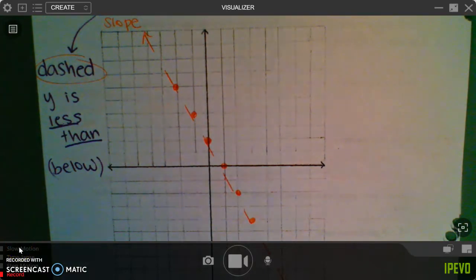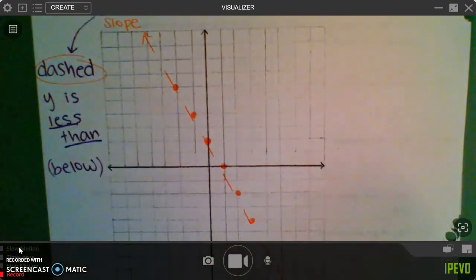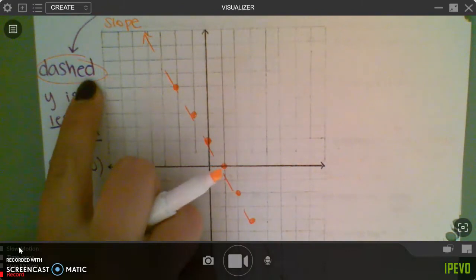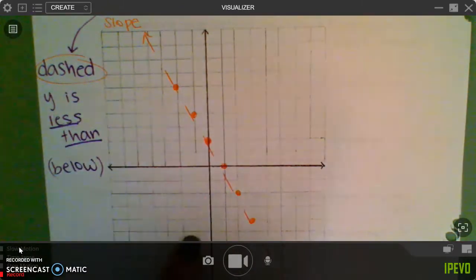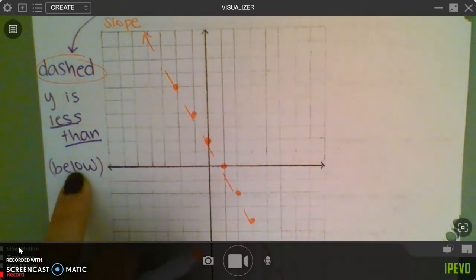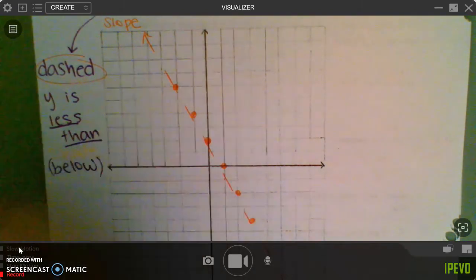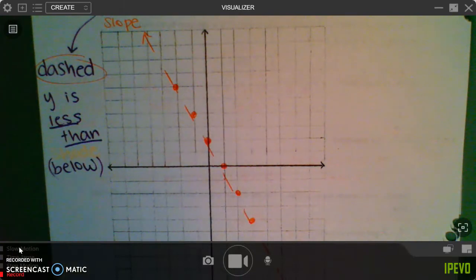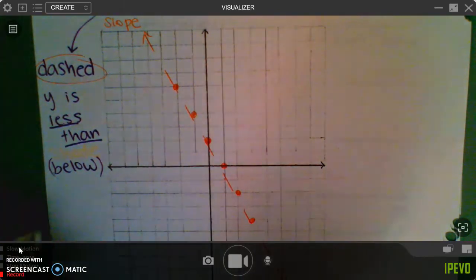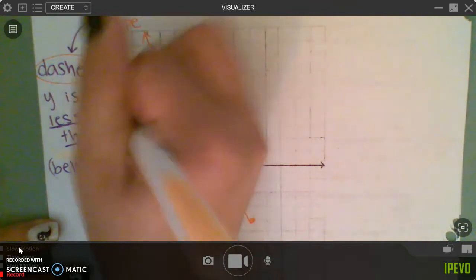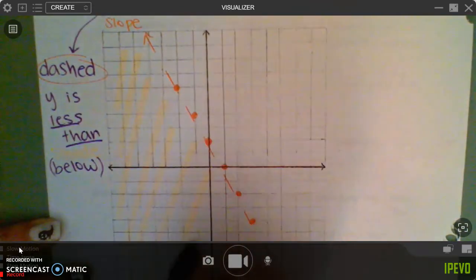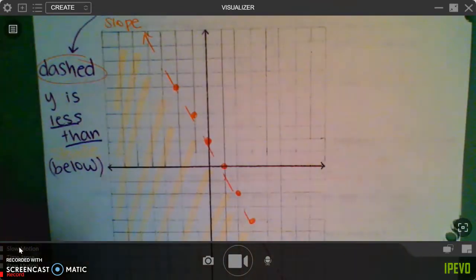So at this point, we're almost done. We have drawn our line, we've made sure it's dashed, but with inequalities, you also have to shade. So for this one, we are shading below, which means I'm going to shade on that side.